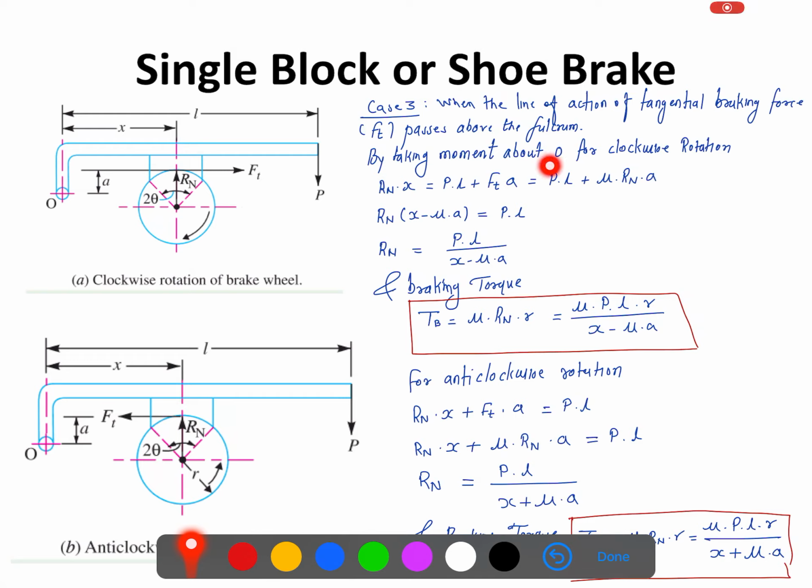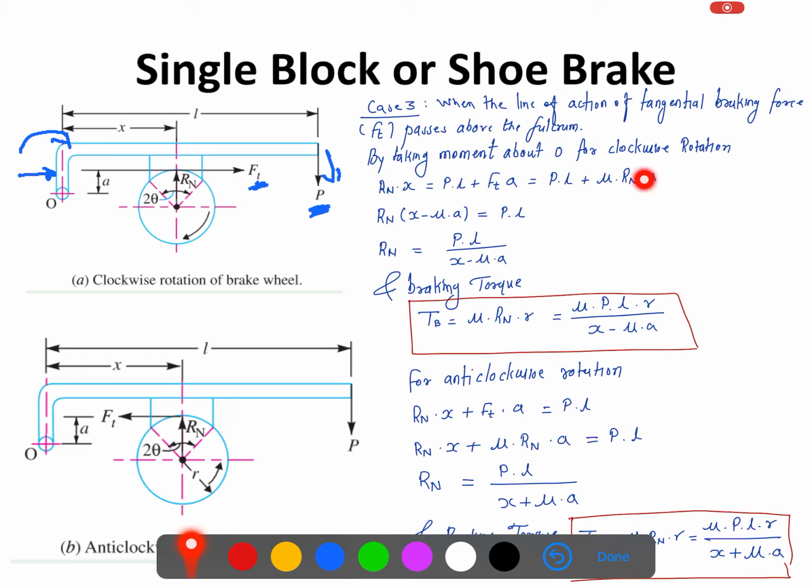Now by taking moment about O for the clockwise rotation, again two cases, clockwise and anti-clockwise. So what will be the effect of this Ft? Rn into x. As I said, the line of action will be in this direction, and because of that this will be rotated in this direction. So the moment because of Ft will assist the moment because of the force P, and that's why we can say Rn into x is equal to P into L plus Ft into a, which is equal to PL plus mu into Rn into a.